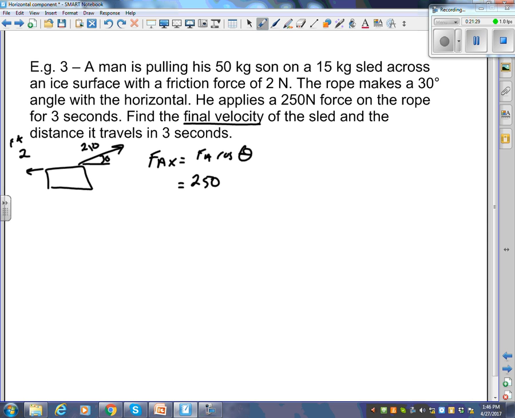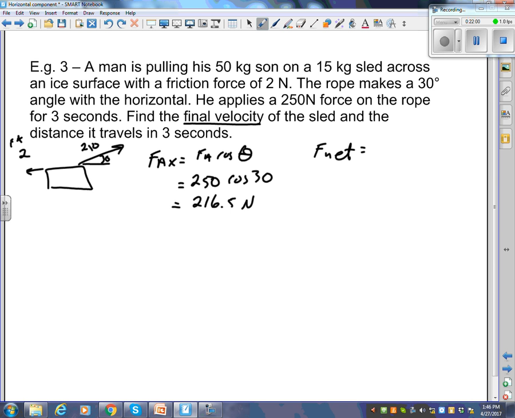250 cos 30 is 216.5. Is that number always going to be less than the FA? Should. Yeah. The final velocity is 0, right? The initial, the initial is 0, right? Okay, so now we got our FAX, and some of you might be working ahead already.